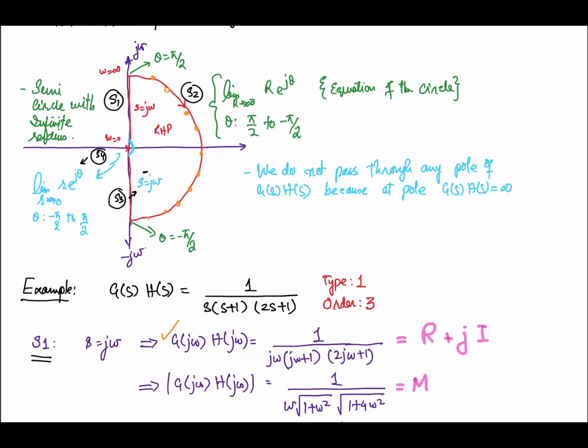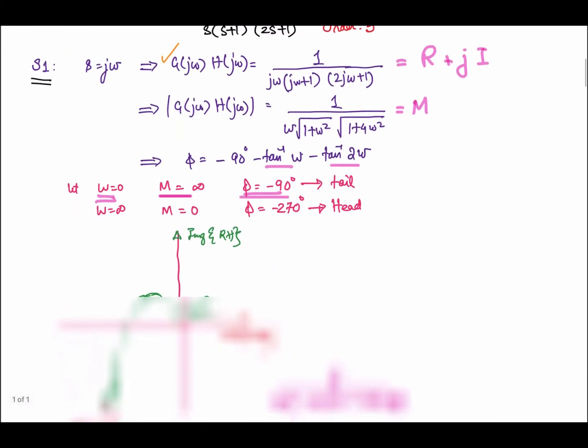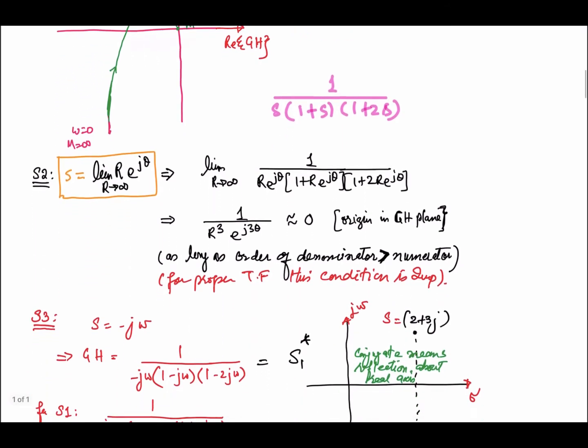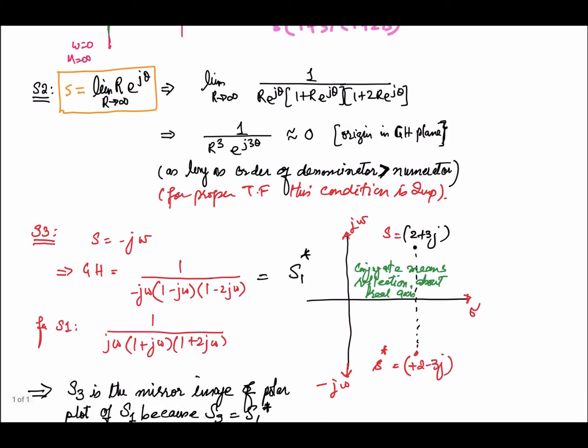Okay, now let's move toward this part of the contour that is marked as S3, in which the frequency is varied from minus infinity to 0. So now let's look at that part. Okay, so that is the third portion. Okay, so what will it be?